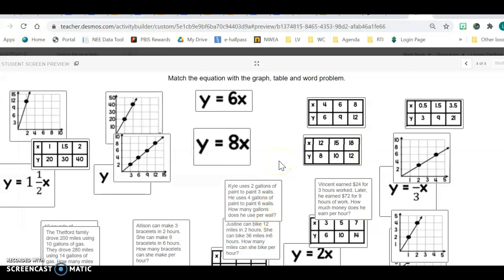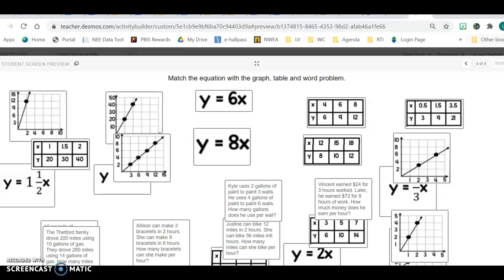Your fourth slide, you need to do some matching. So the easiest thing to do is start with your table. And these are all proportional. I've already told you guys that. And so what you're doing is just matching them. So you're going to match an equation with a graph with a table with a word problem. So you have 4 cards each.